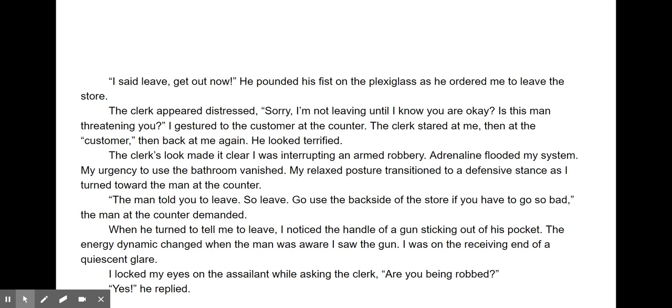"The man told you to leave, so leave. Go use the backside of the store if you have to go so bad," the man at the counter demanded. When he turned to tell me to leave, I noticed the handle of a gun sticking out of his pocket. The energy dynamic changed when the man was aware I saw the gun. I was on the receiving end of a quiescent glare. I locked my eyes on the assailant while asking the clerk, "Are you being robbed?" "Yes," he replied.